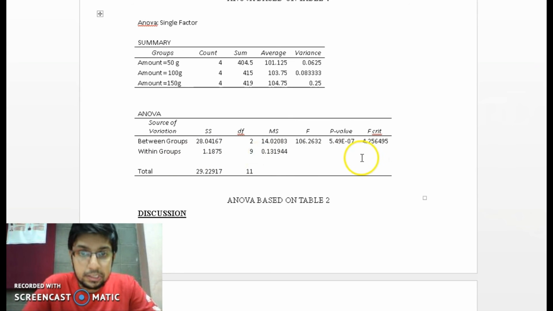From this ANOVA table, the p-value that we have obtained is 5.49 times 10 to the power of -7. So our p-value is much smaller than our alpha value, which is 0.05. We also know that our F, which denotes the test statistic, is much bigger than the F critical that we have obtained in this table.